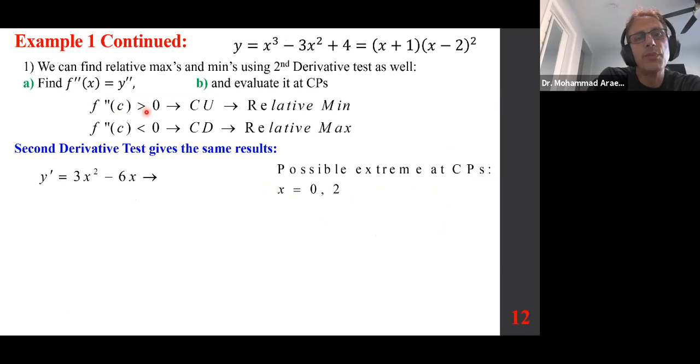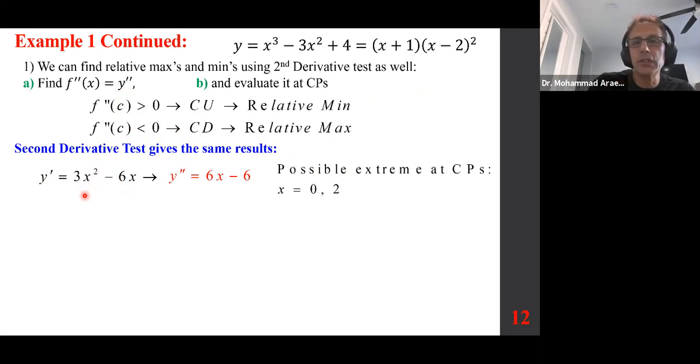When f double prime is positive, we have concave up. Remember, concave up looks like that, and it's a relative min. If double prime is negative, that means concave down. Concave down means local max. So if this is y prime, this gives the possible extreme values. We need to find y double prime. So we are going to differentiate this again. This is a simple case of 6x minus 6. And so what you need to do now is to plug in. Here's the second derivative test.